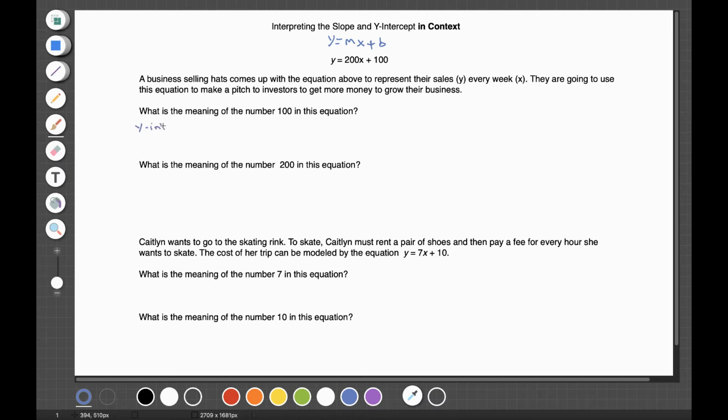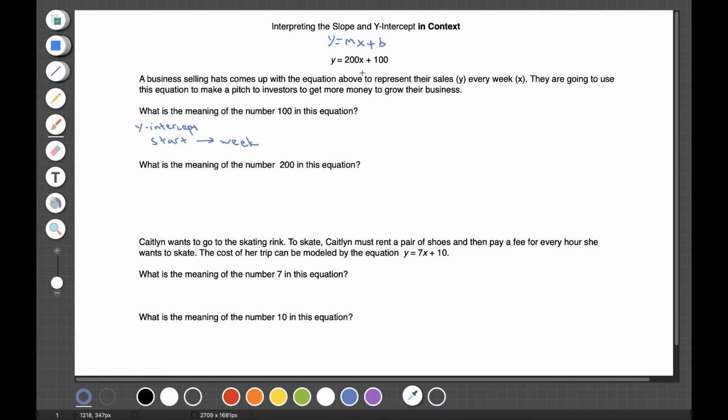And that also means I'm going to think that is the start. Okay, so these are things you gotta think. So it's the y-intercept, and that means it's the start. Well, what would that mean in this context? Well, a business is selling hats, comes up with an equation to represent their sales y every week x. Well, where would you start in this context? Well, right, you start at week 0. Okay, we always start at week 0.